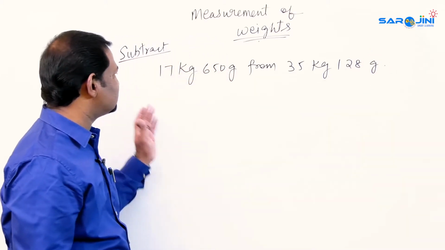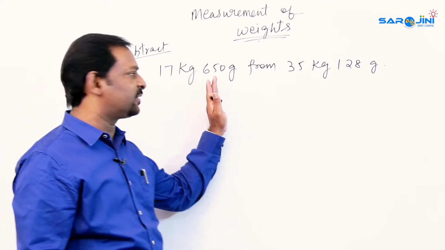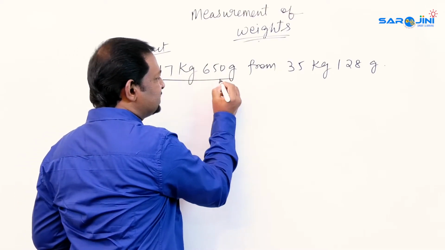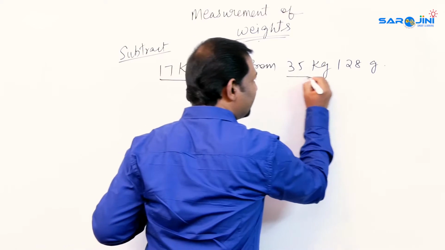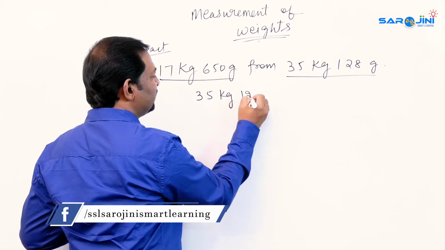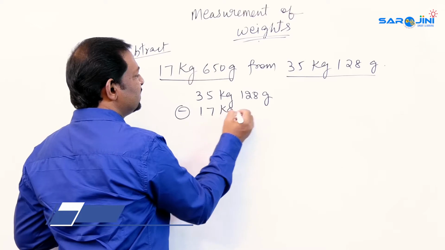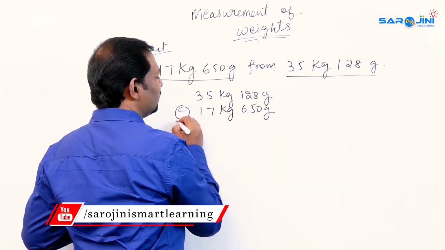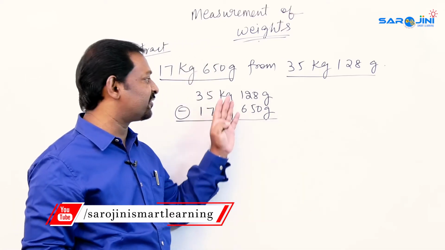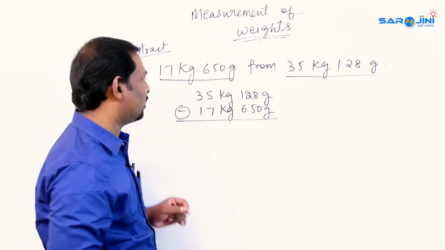Now see the question. We have to subtract 17 kg 650 grams from this number. You have to read again: this number is to be subtracted from where? From this number, that is 35 kg 128 grams minus 17 kg 650 grams. Now, do you think it is possible to cancel 650 grams from 128 grams? No. So then what to be done? We will check now.